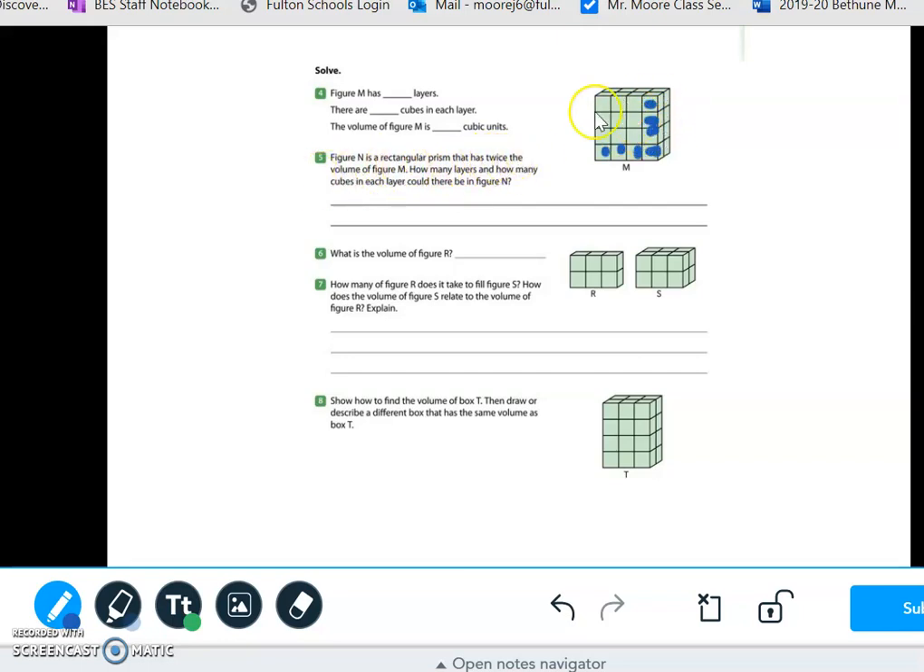So we know we already got the volume for here, but it's going to be twice. It says how many layers and how many cubes in each of our layers could there be for figure N. So we already know what our volume is here. It's going to be twice that. So we're going to multiply it by 2, and then we're going to determine what our dimensions could be. Go ahead and pause and answer that.